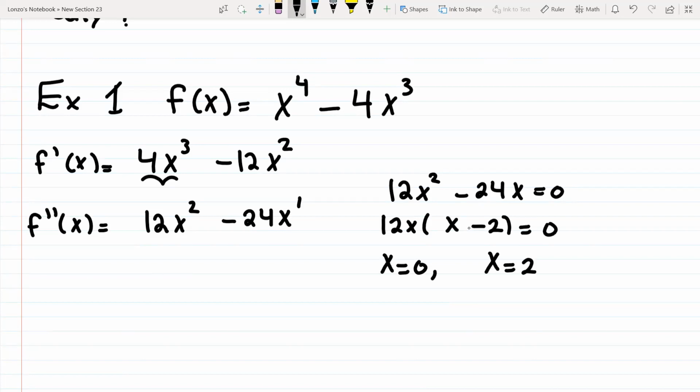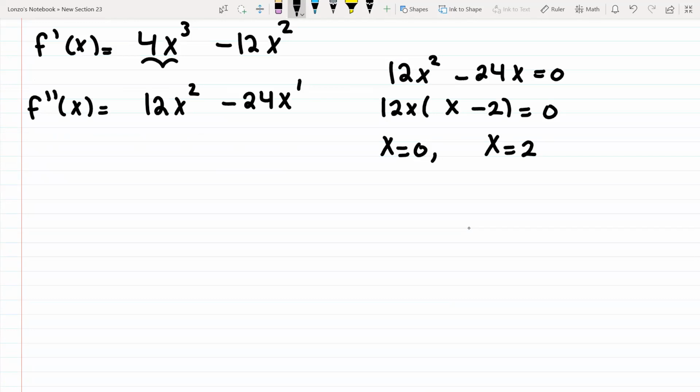Okay, so now that we know our two critical points, put them on a number line and we're going to apply the test point method.